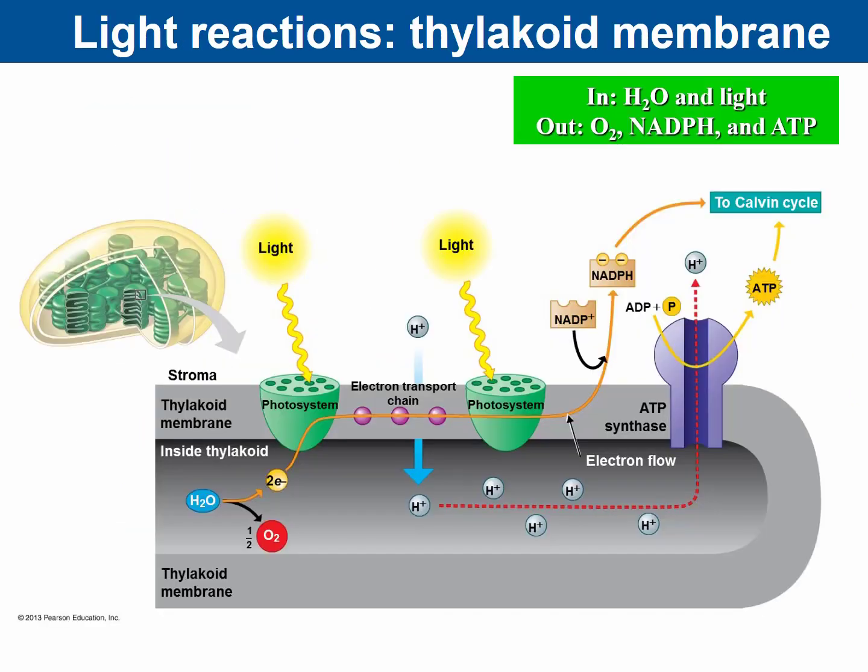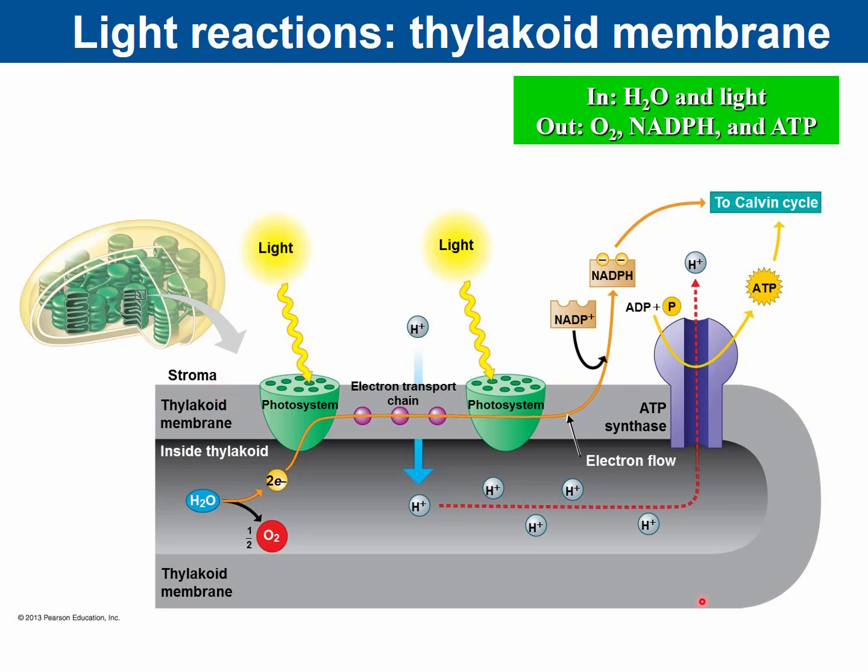So what happens in photosynthesis? Remember that for cellular respiration and for photosynthesis, what I want you to focus on is what goes in, what comes out, and where it takes place. And so the first step is going to be the light reactions, and this occurs in the thylakoid membrane.